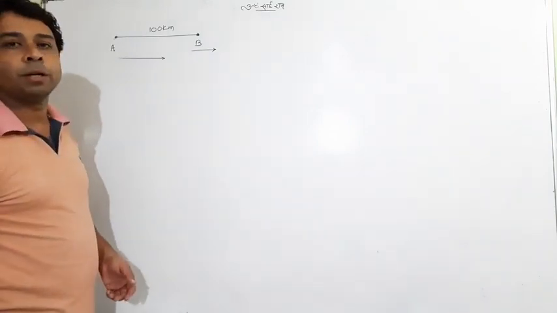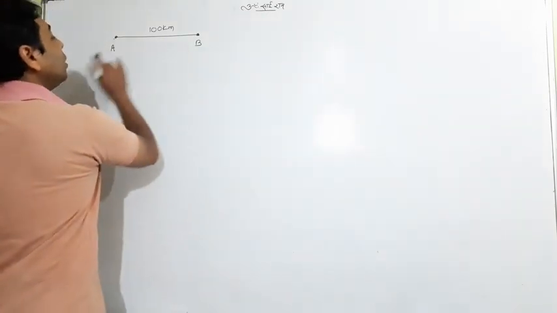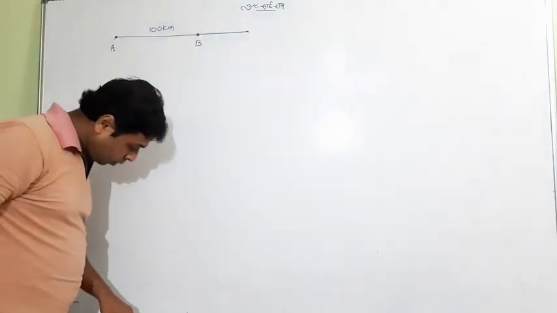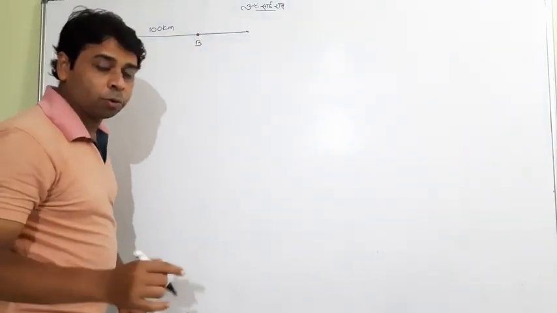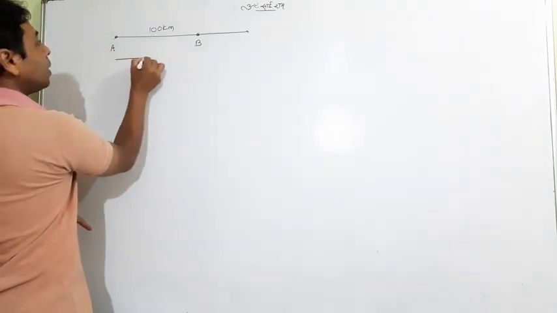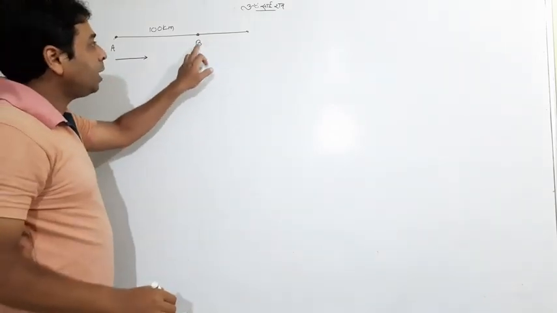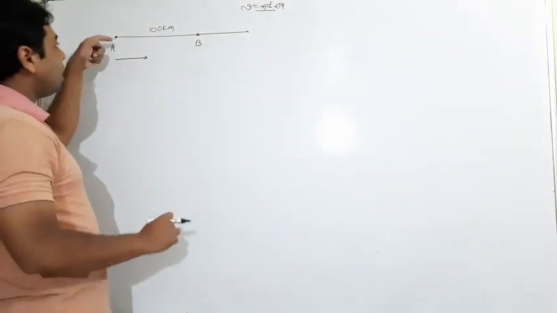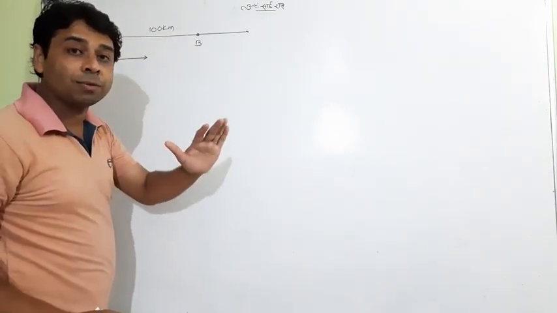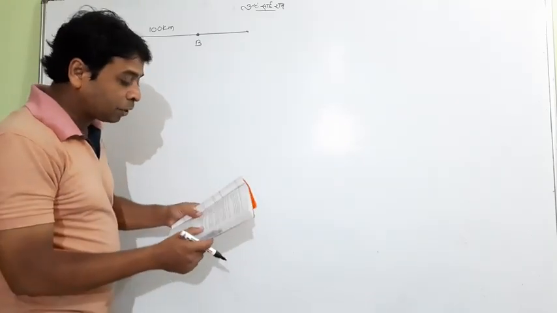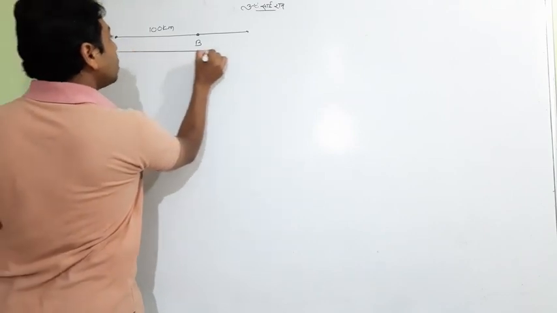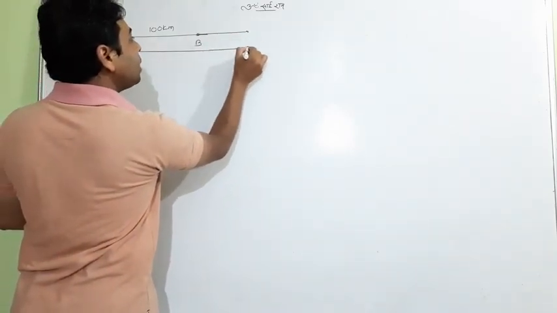Obviously, what would happen here? If car B is going in this direction, car A will also run in the same direction. Definitely B will be a little slow and A will be fast. They meet each other after 5 hours. The question says they meet in 5 hours. It means A is fast, B is a bit slow, and they meet, suppose, at this point.